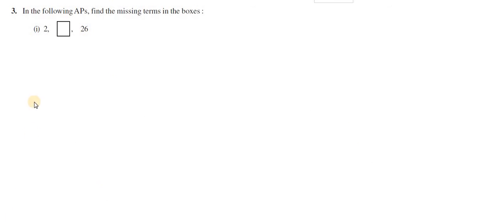Yes. So next, in the following APs, find the missing terms in the box. You need to find out what the missing term is in this box. They have given that this is an AP. So they gave A1, A1 is equal to 2. What is A2? A2 we don't know, that is in the box. And A3 is equal to 26.